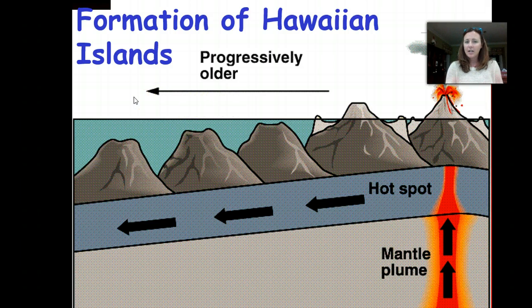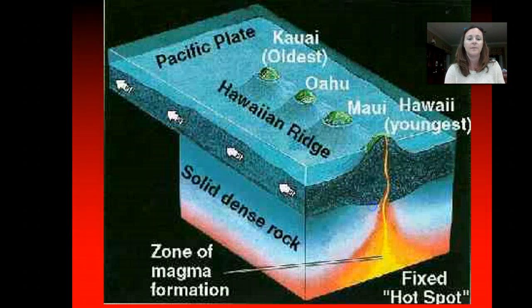Sound familiar? Kind of reminds me of the divergent plate boundaries, how the new magma is constantly coming up. But notice, this is not occurring along a plate boundary. This is just like a random pocket of magma that comes up and bursts through the Earth's surface. And here's another diagram. I like this one because it shows the actual plate moving across the top, but the fixed hotspot stays in that position.